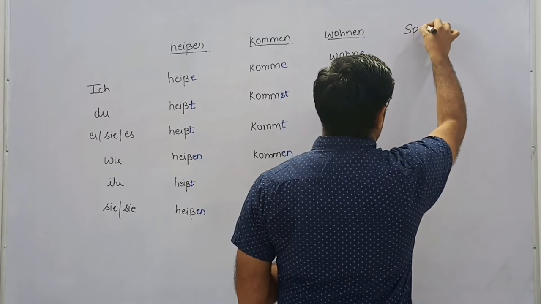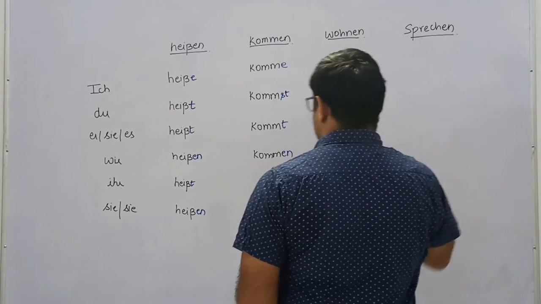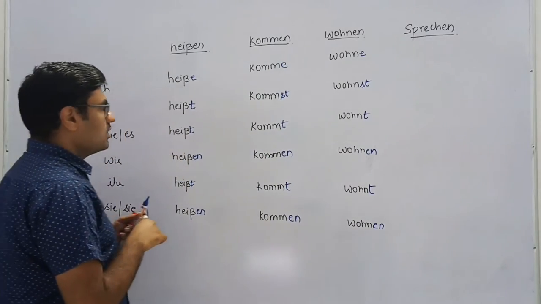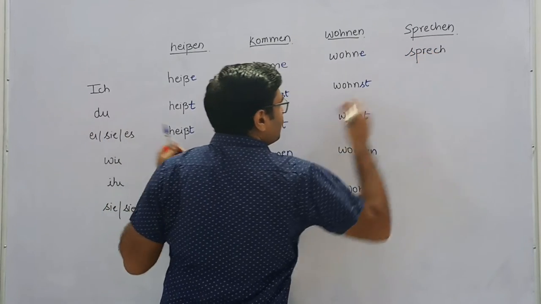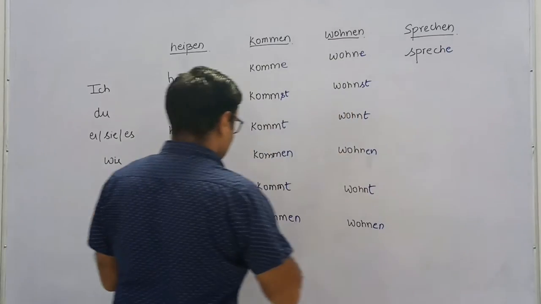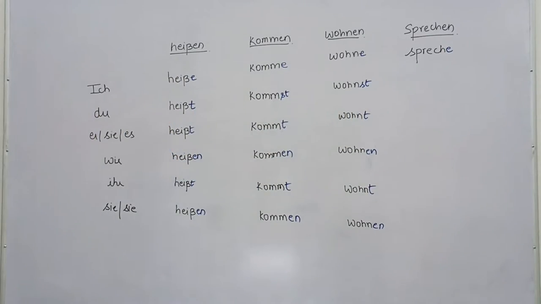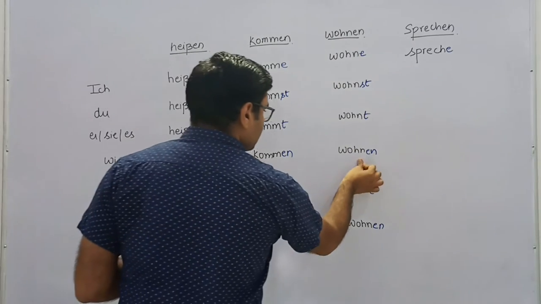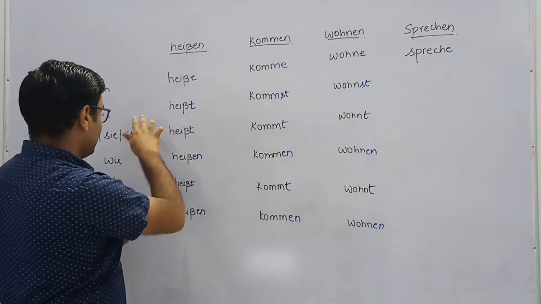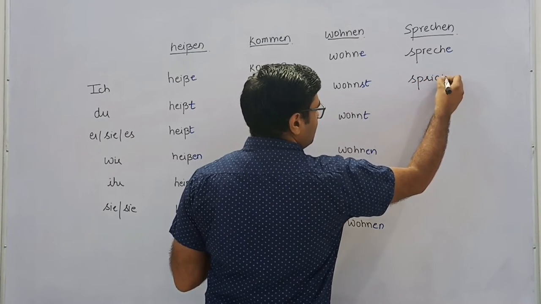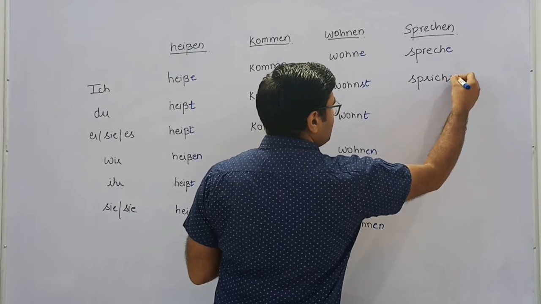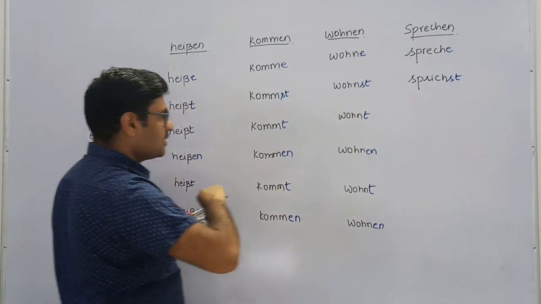Next one is sprechen. Sprechen means to speak. Okay. So, ich spreche. Du sprichst. Er, sie, es spricht.